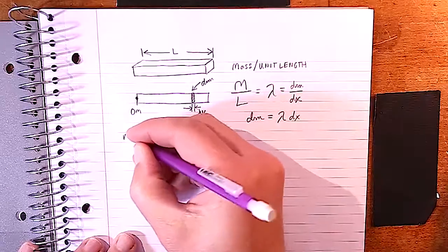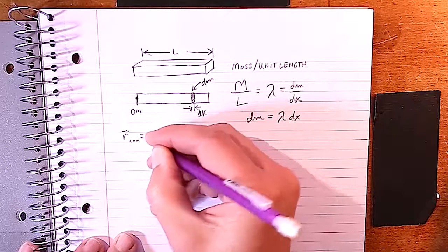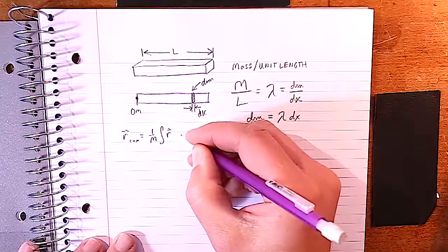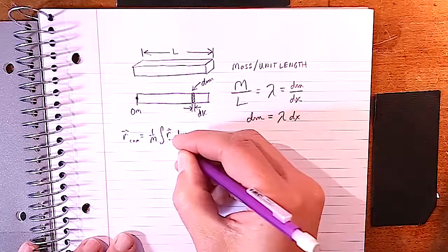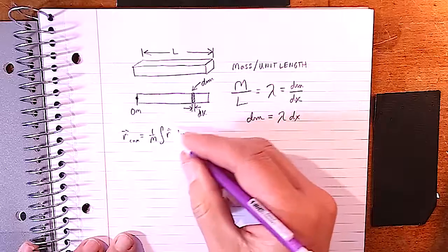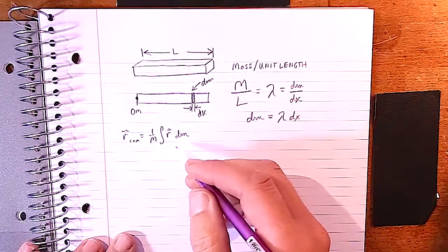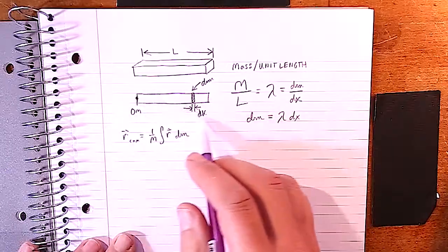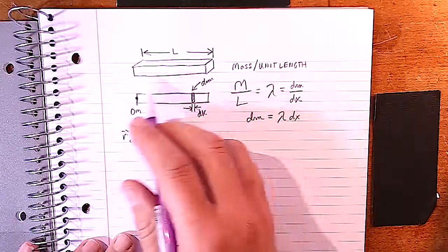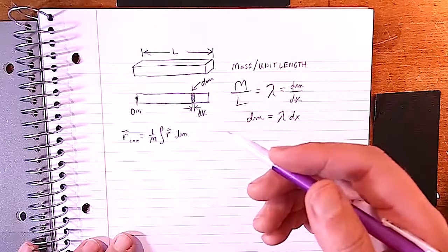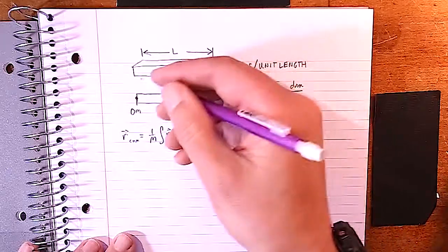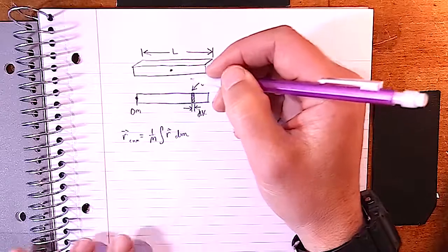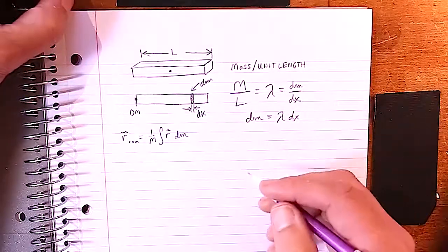So we know that r_com is equal to 1 over M, the integral of r as a vector dm. So that's going to be our displacement vector, but we're only acting in the x-plane, so we can replace that with x. But let's go ahead and look at this rod. So we have this rod of length L. It seems silly to do this because we know if it's uniform density that the center of mass is going to be right in the center. But you might be asked to prove this as an integration. So that's what we're doing.